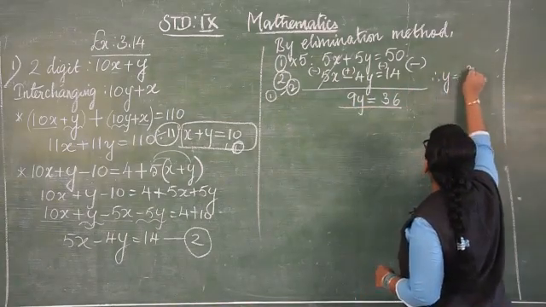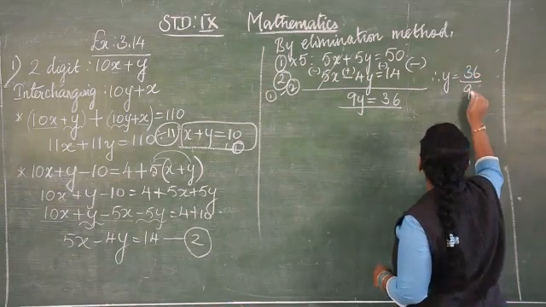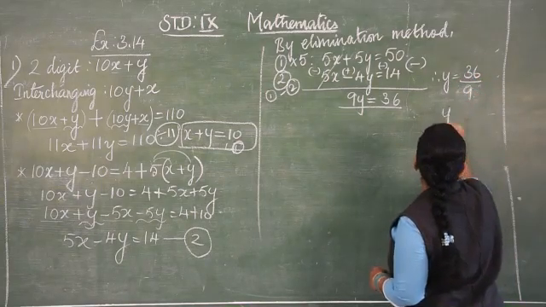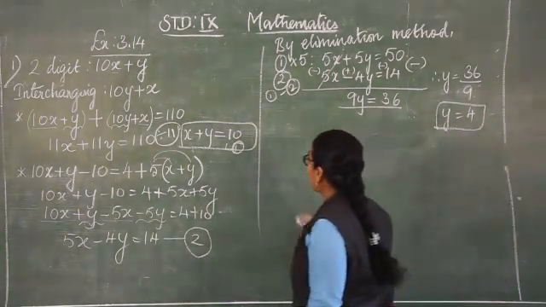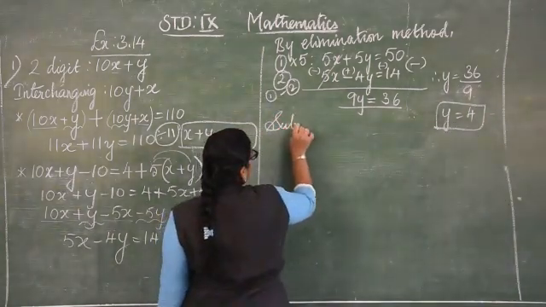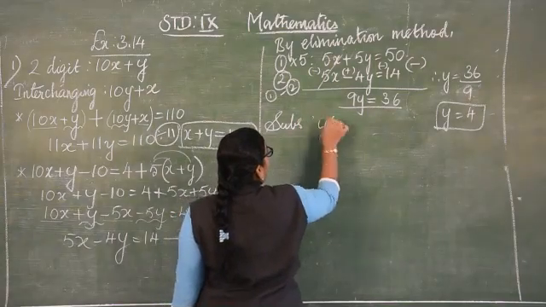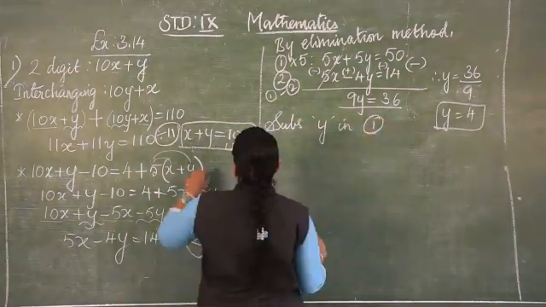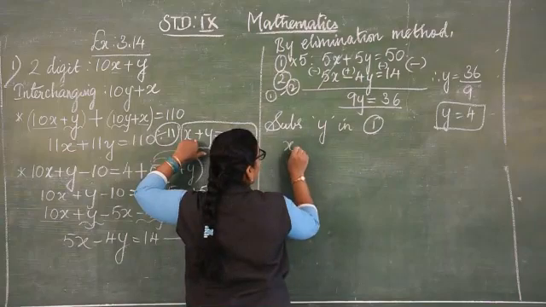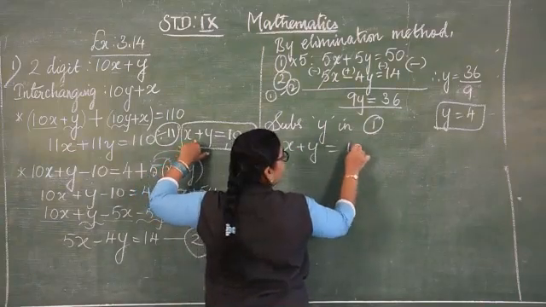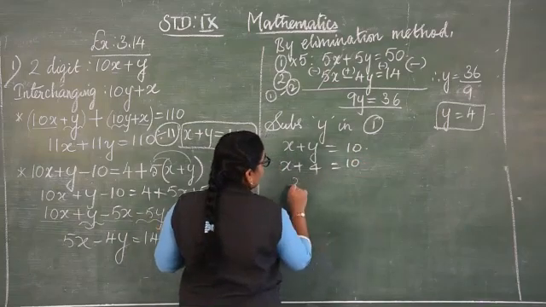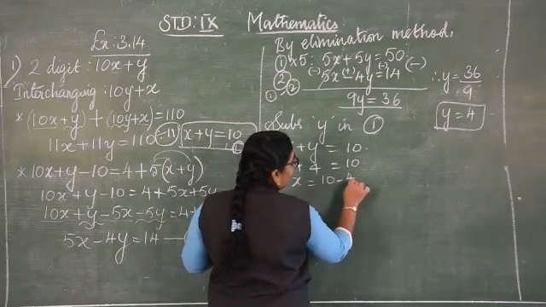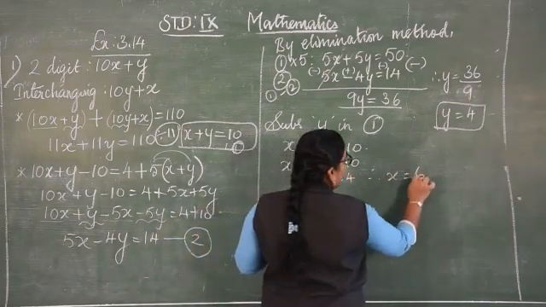Therefore, y is equal to 36 by 9. So y is equal to 4. We got y is equal to 4. Substitute y in the first equation. What will you get now? x plus y is equal to 10. x plus 4 is equal to 10. x is equal to 10 minus 4. Therefore, x is equal to 6.